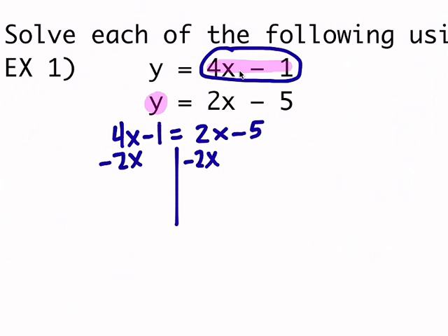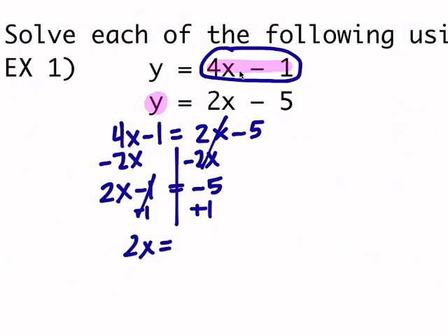4x minus 2x is going to leave me with 2x, and my minus 1 drops down. On the other side, that negative 5 will drop down. Next, to get rid of that minus 1, I'm going to add 1 to both sides. So my 2x drops down. I have 2x is equal to negative 5 plus 1, which is a negative 4. Last step is to divide both sides by 2, and that leaves me with x is equal to negative 2.